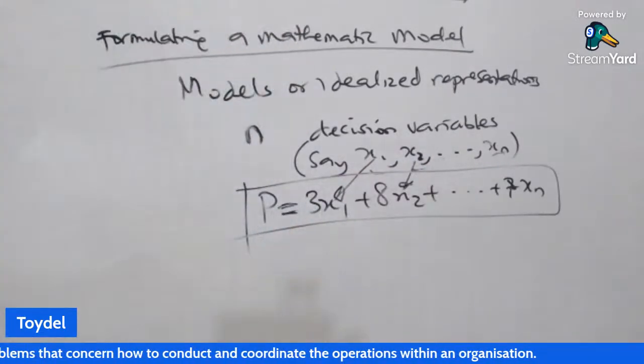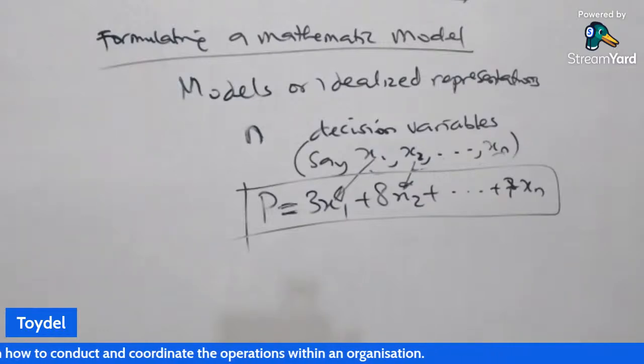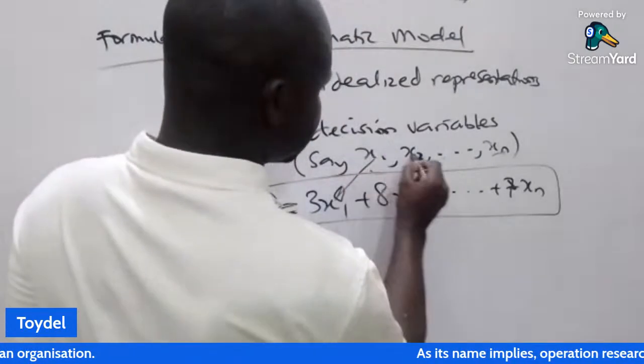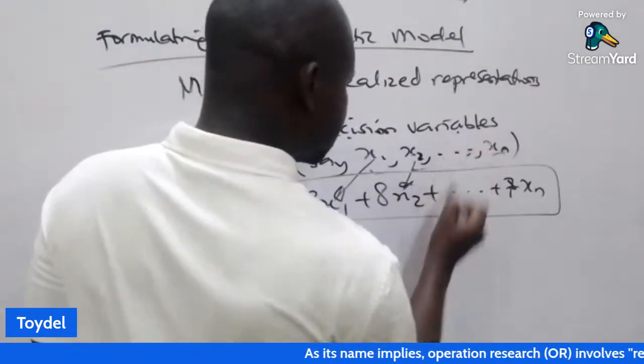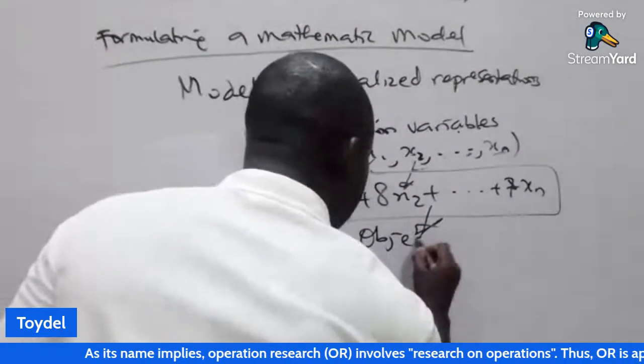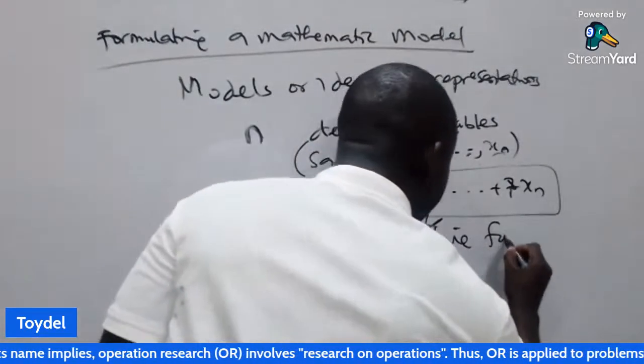Okay, that is how we develop a mathematical model. So the function is called the objective function. This mathematical function now, all these entries here are called decision variables. Then these functions are called objective functions.